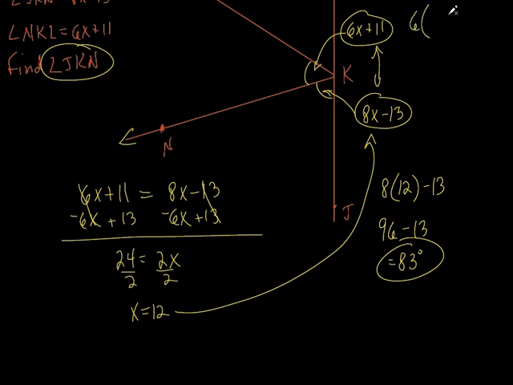Watch. 6 times, what did we say x was? 12. Plus 11. So 6 times 12 is 72. Plus 11 is 83. Look at that. We got the same answer, but we got it plugging it into two different things. But they're not really different though, are they? They were the same because these two angles are exactly equal to each other.